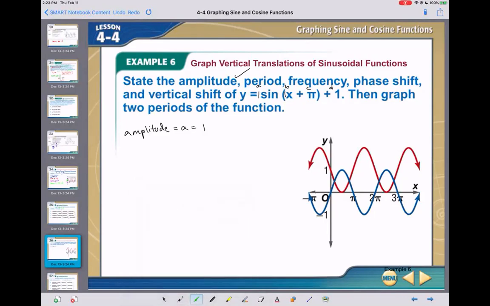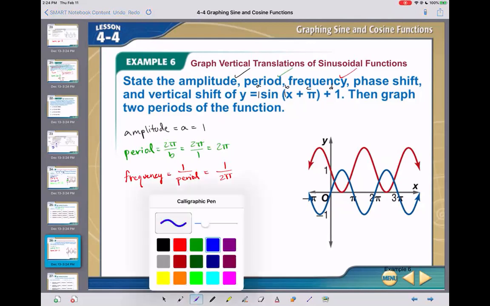My period, let me go in order. The period follows the formula 2 pi divided by B. So it'd be 2 pi divided by 1, which is simply 2 pi. So the period hasn't changed. My frequency is the reciprocal of the period. You could either say B over 2 pi, or you could just say 1 over the period, the reciprocal, which on this one would be 1 over 2 pi.